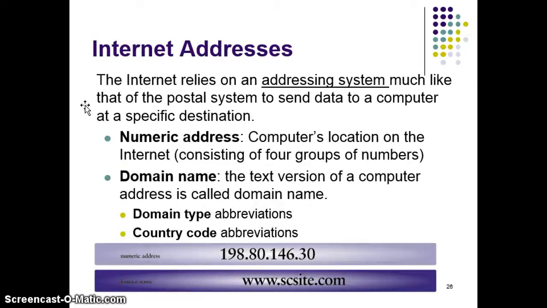Okay, internet addresses. The internet relies on an addressing system much like that of a postal system to send data to a computer at a specific destination. So, numeric address: the computer's location on the internet, consisting of four groups. This was on our quiz, so this might come up again on the exam, so pay attention. Domain name: the text version of a computer address is called a domain name.